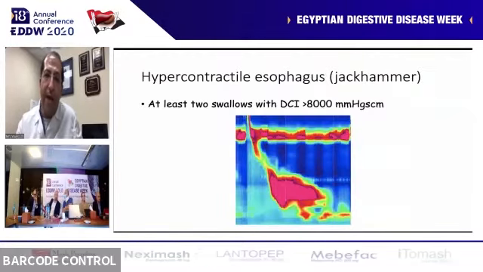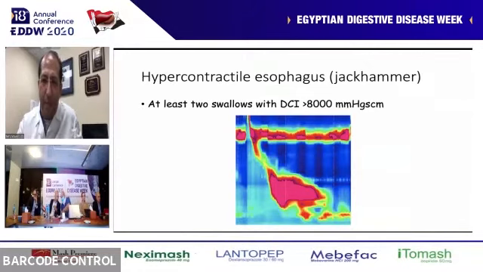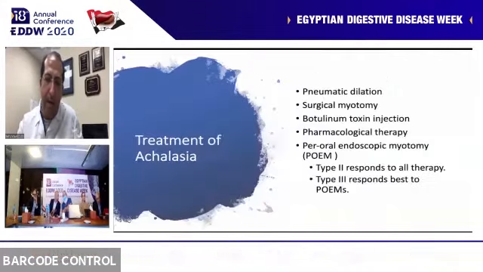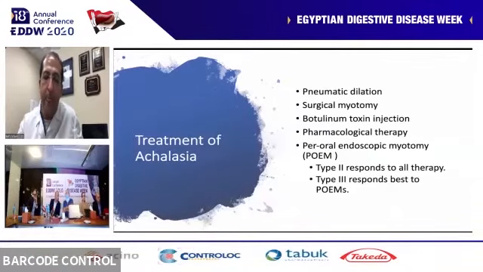For jackhammer esophagus, you need a lot of the contractility. You need DCIs of more than 8,000 and multiple swallows of liquids and thick liquids, and also noted in barium studies. Again, I'm just running through this because I would like to focus more on technique and third space, but you all know treatment of achalasia is pneumatic dilation. We're going to talk about it.